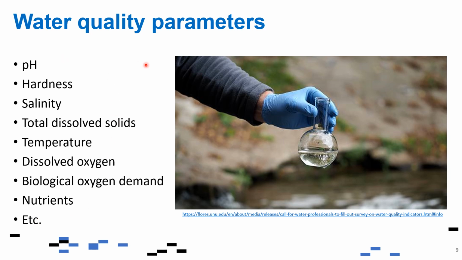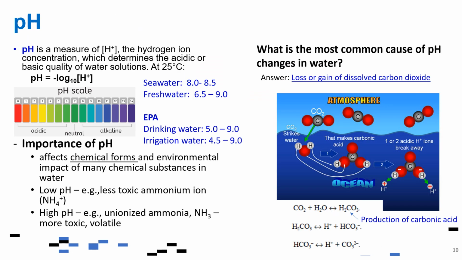But we will only discuss some of these, and the other details you should be able to read in the reading material provided. So let's start off with pH, which is one of the most important water quality parameters that one needs to know. As we all know, pH is a measure of the hydrogen ion concentration, which determines the acidic or alkaline, basic quality of a water solution. So it could be an acid or basic solution, right?